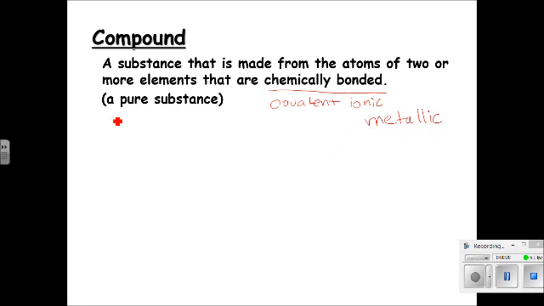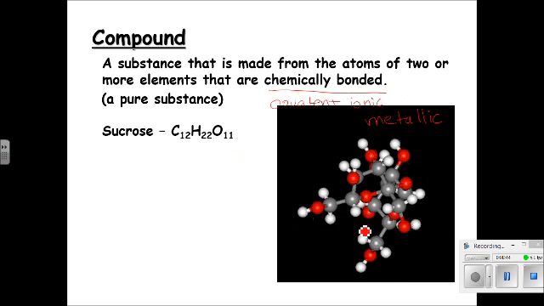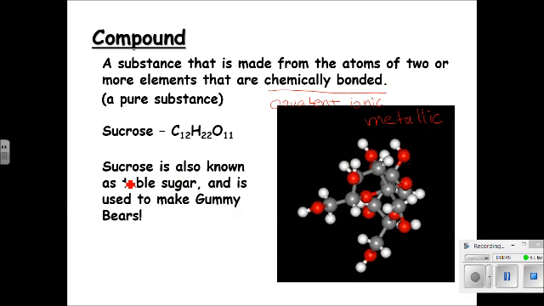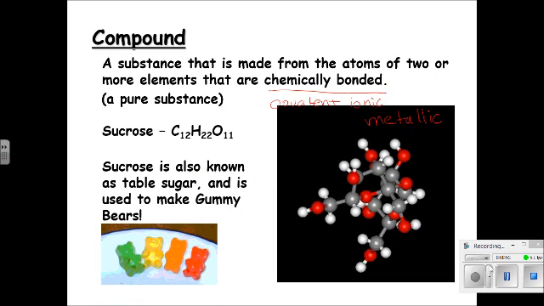They are a pure substance. So for example, sucrose. This is table sugar. If anybody ate sugar this morning for breakfast, this is what you ate. This is common table sugar. It contains 12 carbon atoms, 22 hydrogen atoms, and 11 oxygen atoms that are chemically bonded together in a covalent bond. This is what it looks like if we zoomed in on it. It's a three-dimensional representation. And sucrose is, again, that substance that we use to make gummy bears and other candy that you have.